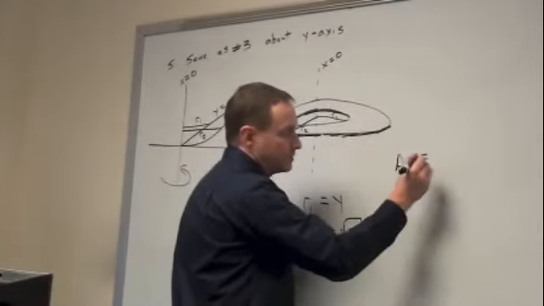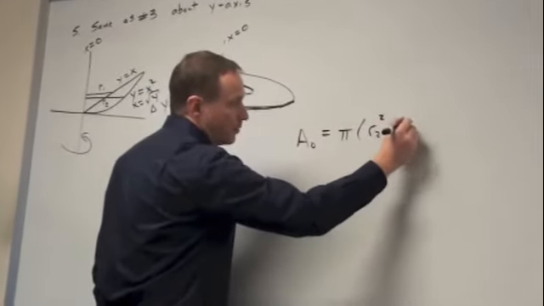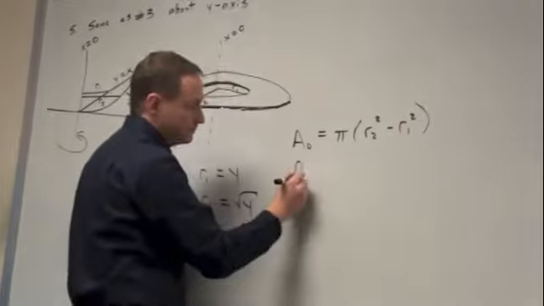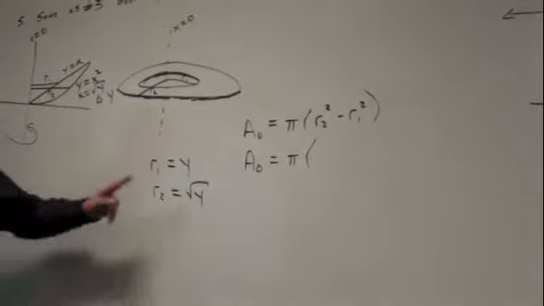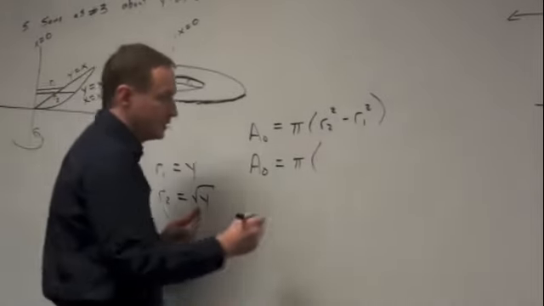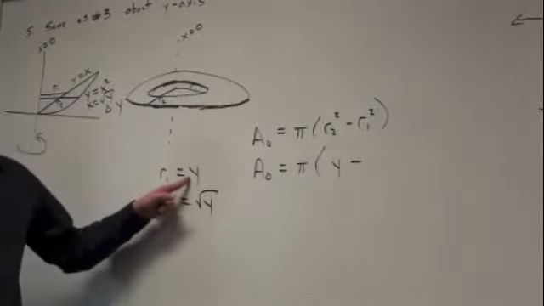The area of a cross section is pi times R2 squared minus R1 squared. So I'll say pi times the square root of y squared, which is just y, minus y squared.